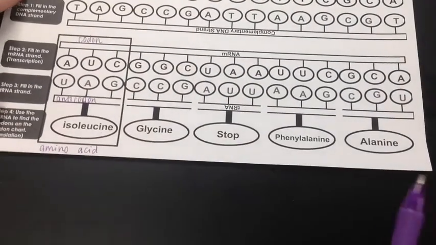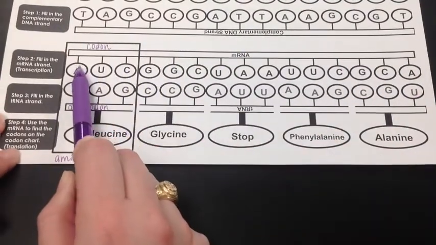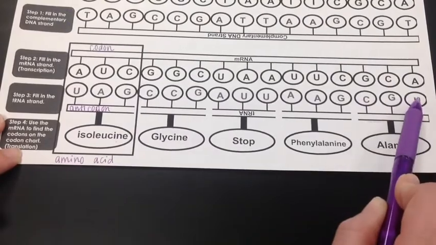Make sure you filled in the mRNA. Use the mRNA to figure out the amino acid. Then go back in and fill out your tRNA.